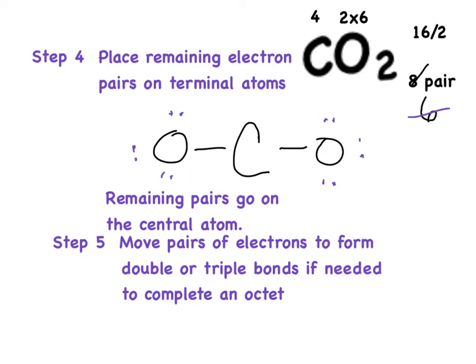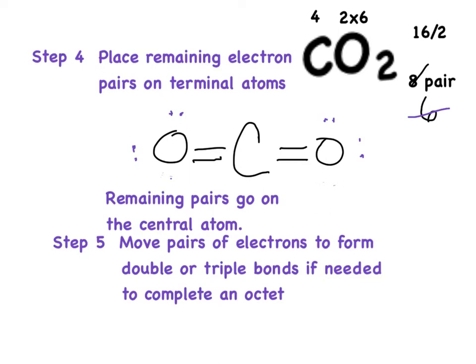So then, in order to give carbon a complete octet, what we'll do is move a pair of electrons from here and we'll make a double bond here. And then we'll do the same thing to this oxygen. We'll remove that pair of electrons and move it over here to form a double bond.